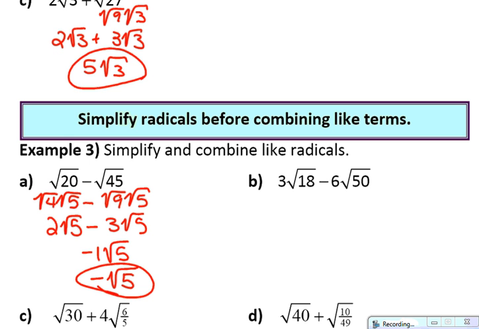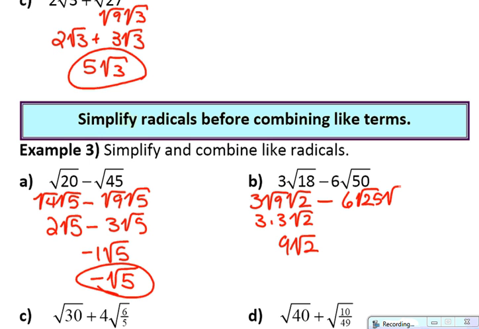B, I have 3 square root of 18, so that's going to be 3. 18 is going to break up into 9 and 2, so that's going to be 3 times 3 times radical 2, so 9 radical 2. Minus 6 radical 50, that's going to break up into 25 and 2, so that's 6 times 5 times radical 2, so minus 30 radical 2. 9 minus 30 is a negative 21 radical 2.